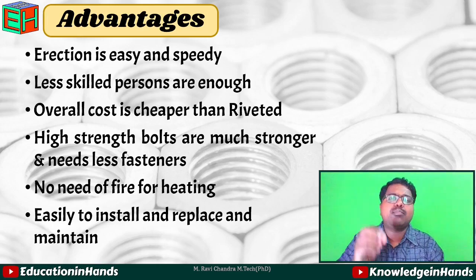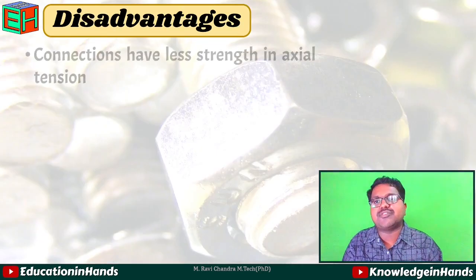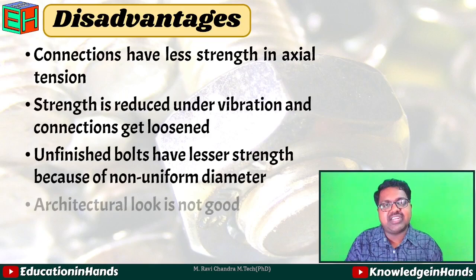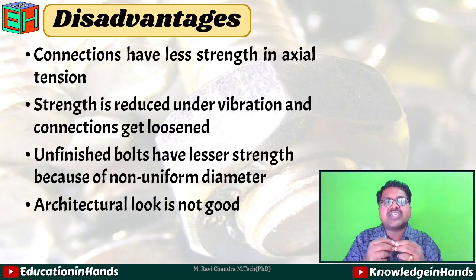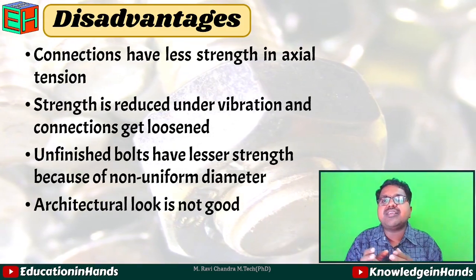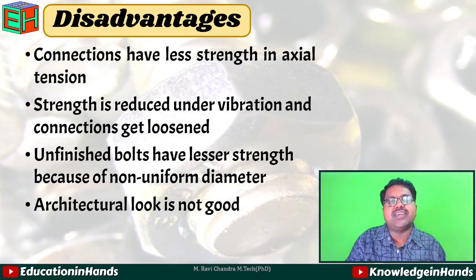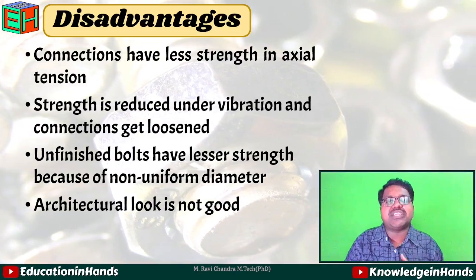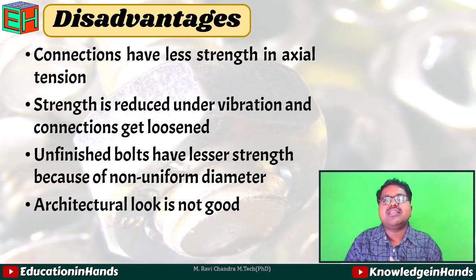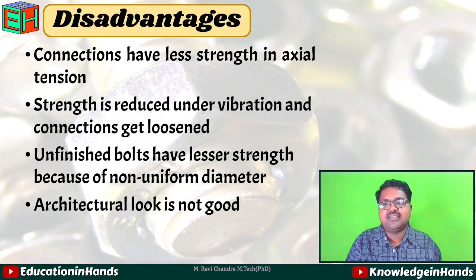Then there are some limitations also in these bolted connections. What are those limitations? Connections have less strength in axial tension. These bolted connections have less strength in axial tension, and strength is reduced under vibration and connections get loosened. Whenever there are vibrations, there is a chance of loosening the nut. That's why these connections get loosened in vibratory mechanism structures.